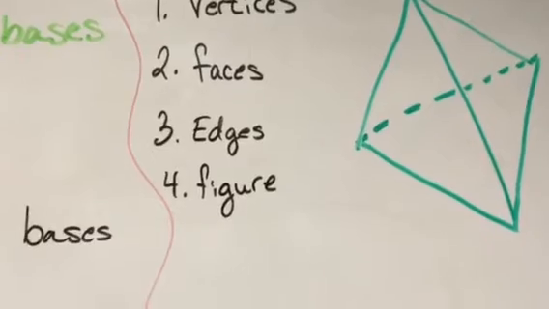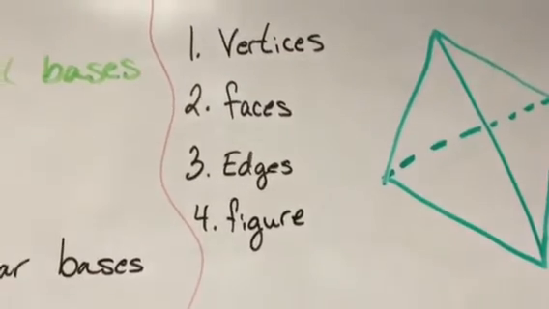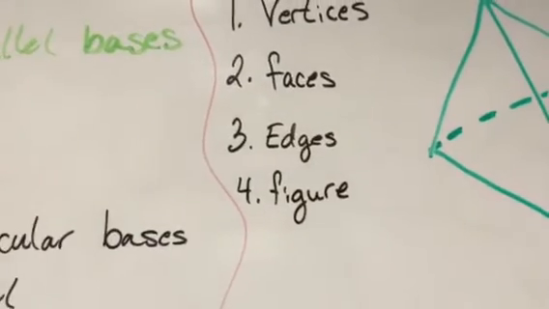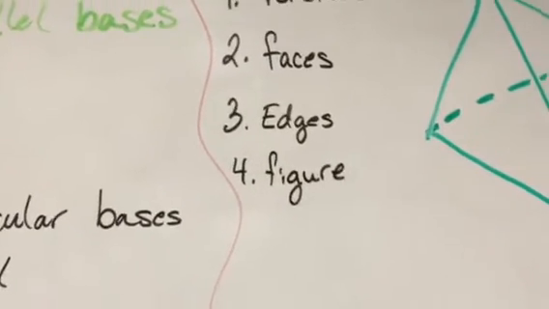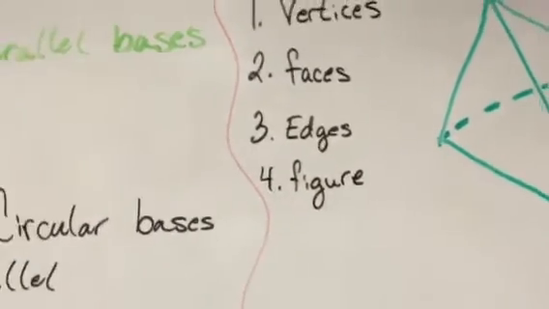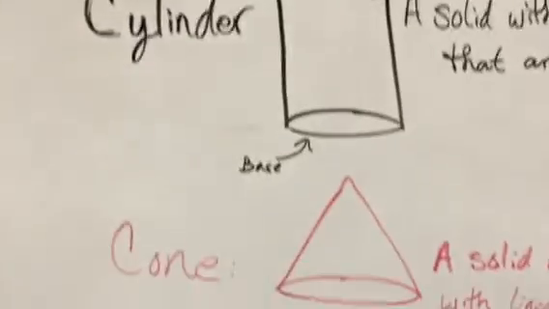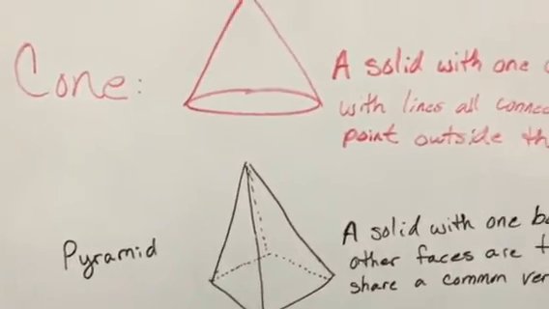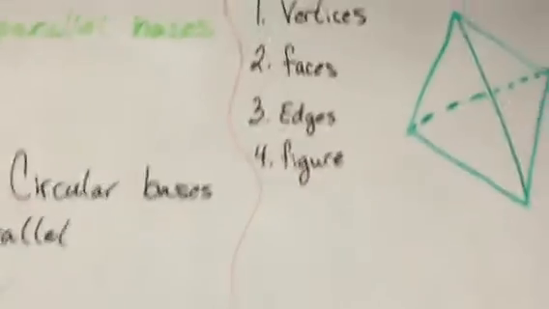I want you to pause the video right now and answer those questions and share this with your parents as well. How many vertices do you see? How many faces? How many edges? What type of a figure it is? If you need to go back, you can look and see what each one of those might look like, or what of the different figures that it could possibly be.